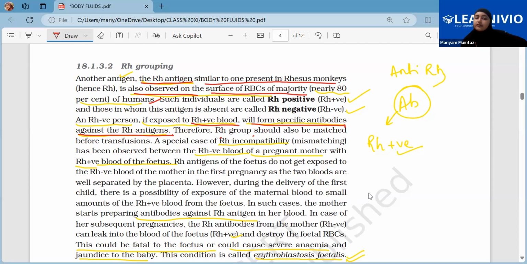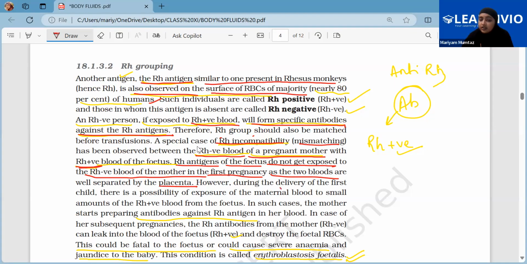A special case of RH incompatibility, that is mismatching, has been observed with the RH negative blood of a pregnant mother. For example, a female who is pregnant is A negative, RH negative, and the fetus she is carrying is RH positive, meaning it may be B positive or A positive. Now, the RH antigens of the fetus do not get exposed to the RH negative blood of the mother in the first pregnancy because we know that the blood of the mother and the fetus are separated by the placenta.